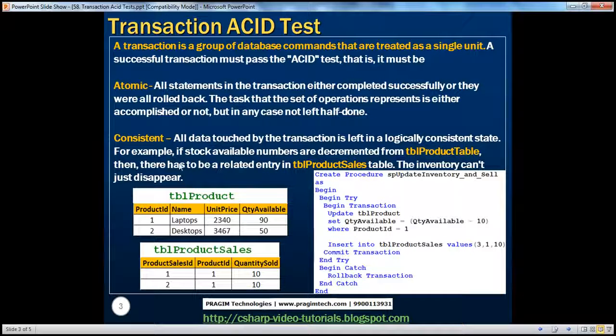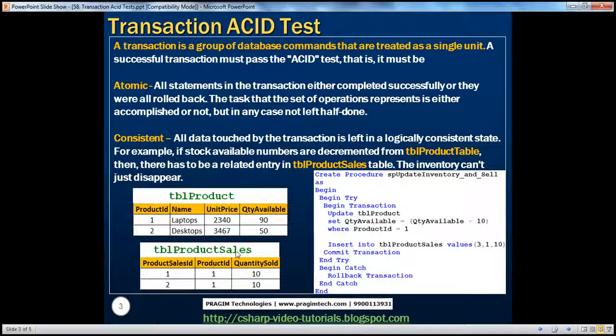The transaction should also be consistent, which means all data touched by the transaction is left in a logically consistent state. For example, if stock available numbers are decremented from the TBL product table, then there has to be an associated entry in the TBL product sales table. The inventory can't just disappear.